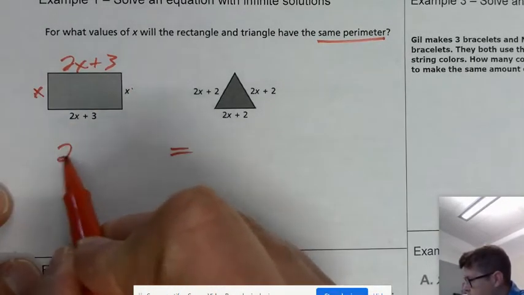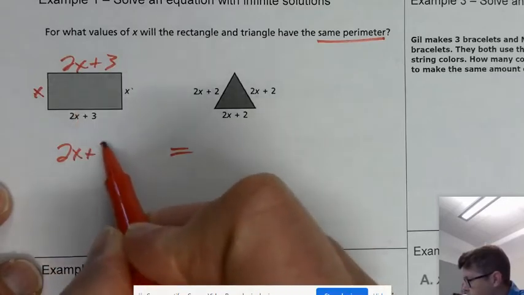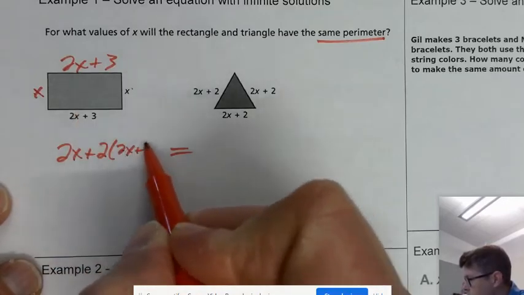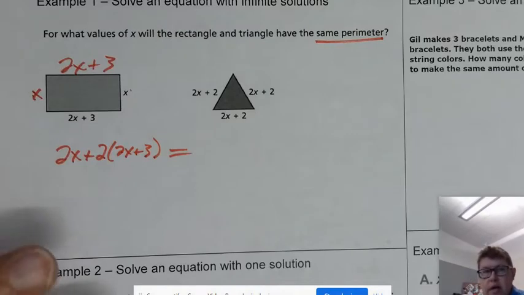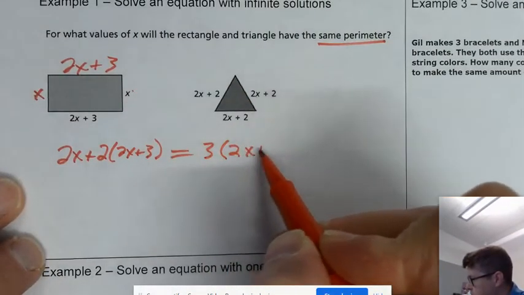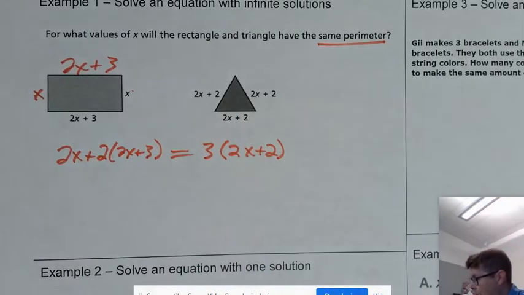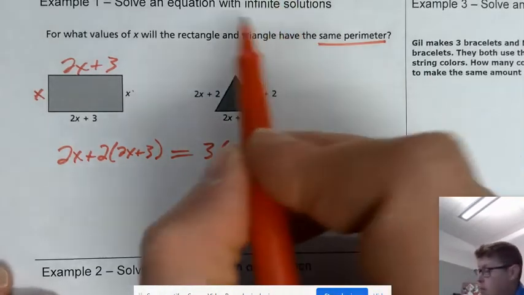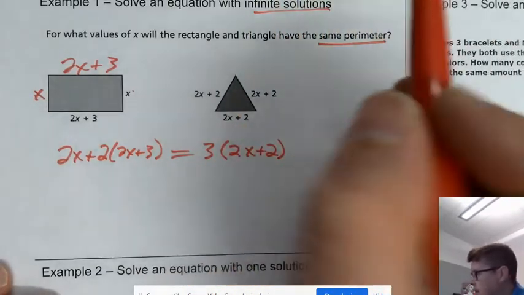So I'm going to do 2x's is 2x, and then 2 times 2x plus 3 right there. Okay, and then we've got 3 of these, so we'll just say 3 times 2x plus 2, just like that, right? Now we want to solve this. It's kind of already given it away that we're going to have infinite solutions right here, right?